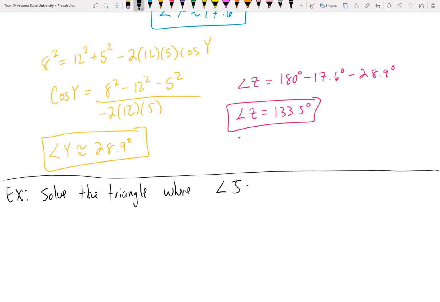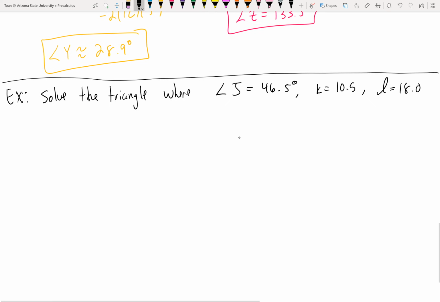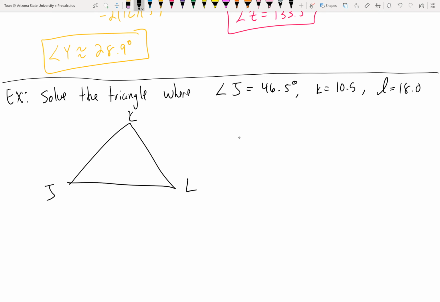where angle J is 46.5 degrees, side K is 10.5, and side L is 18.0. So it looks like the letters I'm dealing with are JKL. So triangle JKL: J is 46.5 degrees, K is 10.5, L is 18.0. And clearly we can see that this is a side-angle-side situation, which calls for the law of cosines.